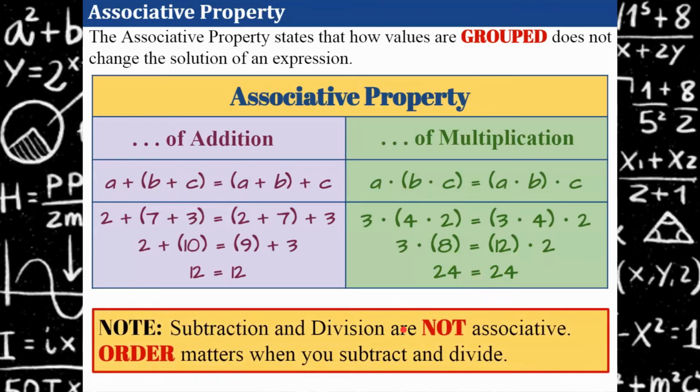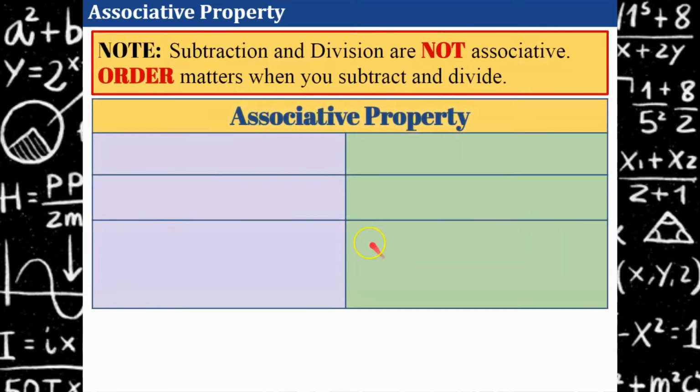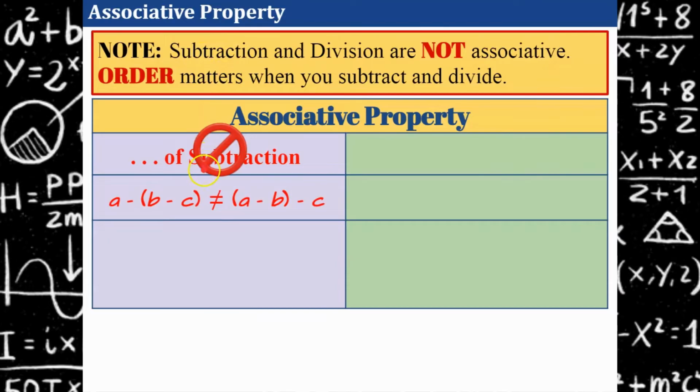Another note. Subtraction and division are not associative. Order matters when you subtract and divide. So let's look at this and we'll quickly disprove the associative property. To prove that it only exists for addition and multiplication, it does not exist for subtraction.